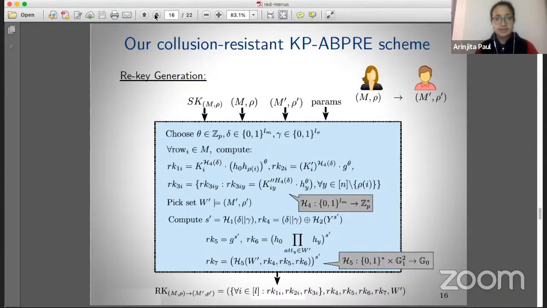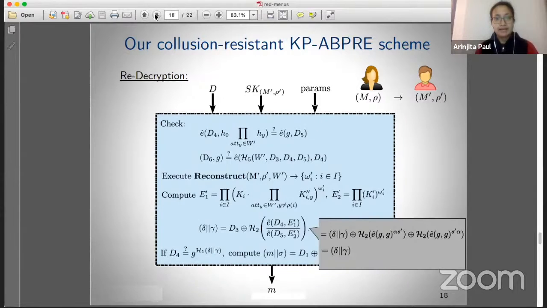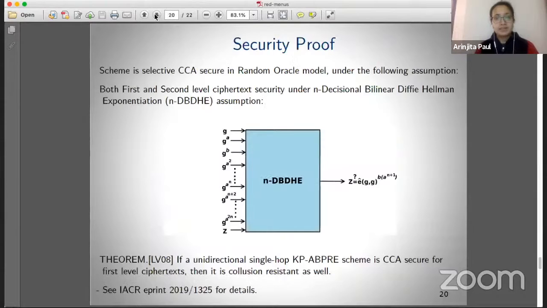So here is how the re-key generation is done. And again, for the re-encryption, we first have to do a validity check for the re-encryption keys and the ciphertext, and do the conversion as shown. And again, we do the re-decryption as shown over here, with the given correctness. So our scheme actually achieves CCA security in the selective model, in the random oracle model, based on the n-decisional bilinear Diffie-Hellman exponent assumption. And also, if a scheme is unidirectional and CCA secure for first level ciphertext, it is collusion resistant as well.